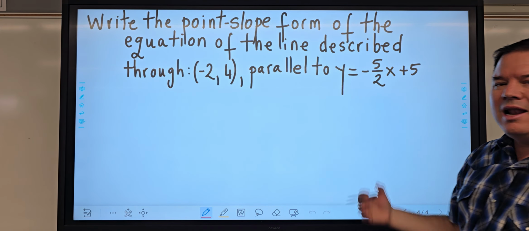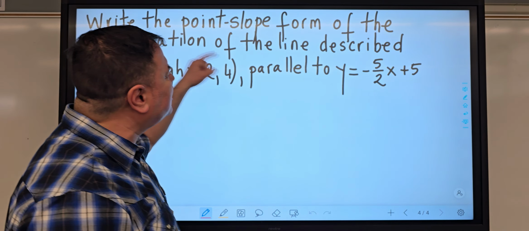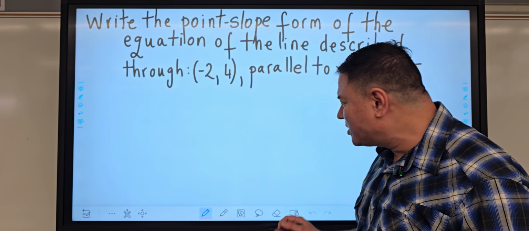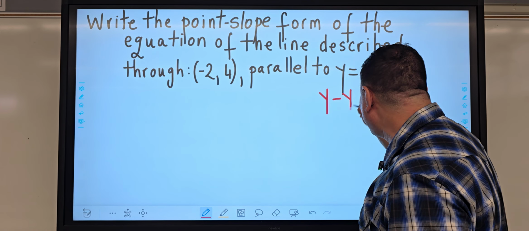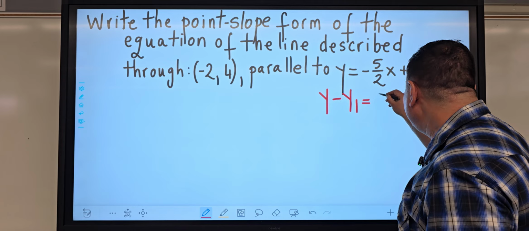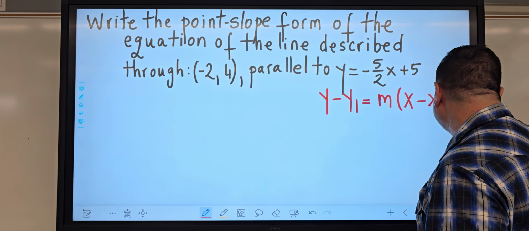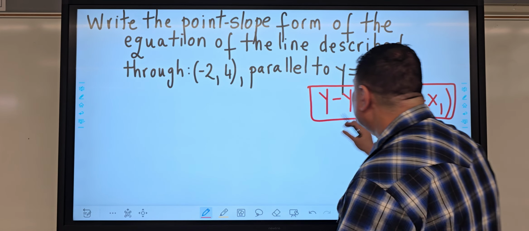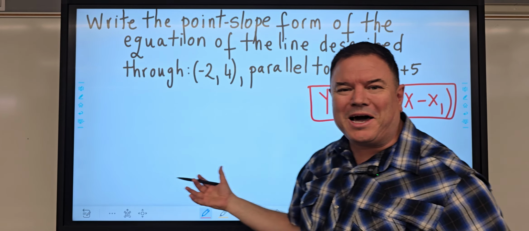And finally, let's take a look at our last example. Here we have to write the point-slope form. Remember, the point-slope form. Point-slope form is this. Remember, y minus y1 equals m times x minus x1. This is the point-slope formula. So we are going to write our equation into this form, and then we'll be done.